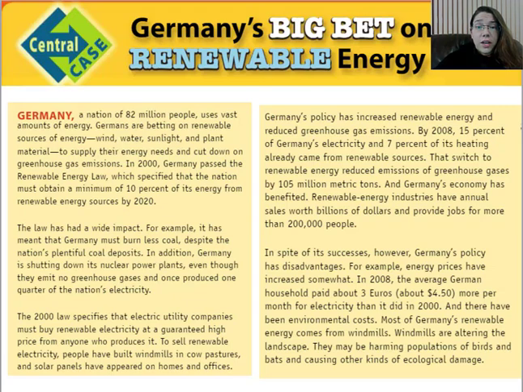disadvantages. For example, energy prices have increased somewhat. In 2008, the average German household paid about €3, or about $4.50 more per month for electricity than they did in the year 2000. And there have been environmental costs. Most of Germany's renewable energy comes from windmills. Windmills are altering the landscape. They may be harming populations of birds and bats, causing other kinds of ecological damage.